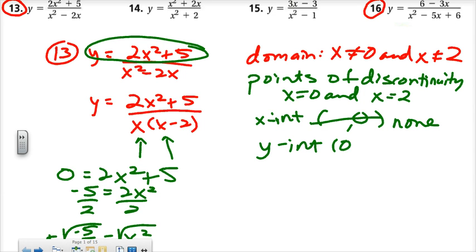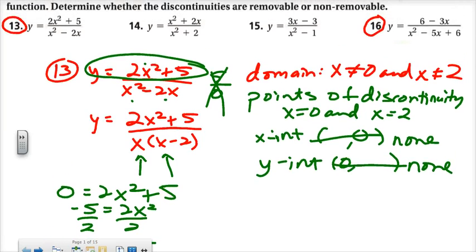The y-intercept is what you get when your x is 0, because graphically that's where your graph crosses the y-axis. So if we go back to the original and we put a 0 in for x, we're really just saying, what do we get? Well, 2 times 0 squared is 0. 0 plus 5 is 5. But on the bottom, if we put a 0 in, we're dividing by 0. So that doesn't work either. That's undefined.